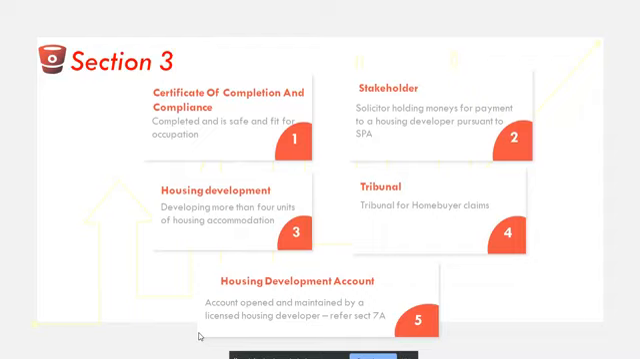Second is the stakeholder, the solicitor holding money for payment to the housing developer pursuant to the sale and purchase agreement. The stakeholder, the solicitor, is a lawyer. Then housing development. According to section 3, housing development means developing more than 4 units of housing accommodation. That is only then called a housing development. Then tribunal for home buyers' claims. A home buyer means a purchaser, a person who purchases the housing.